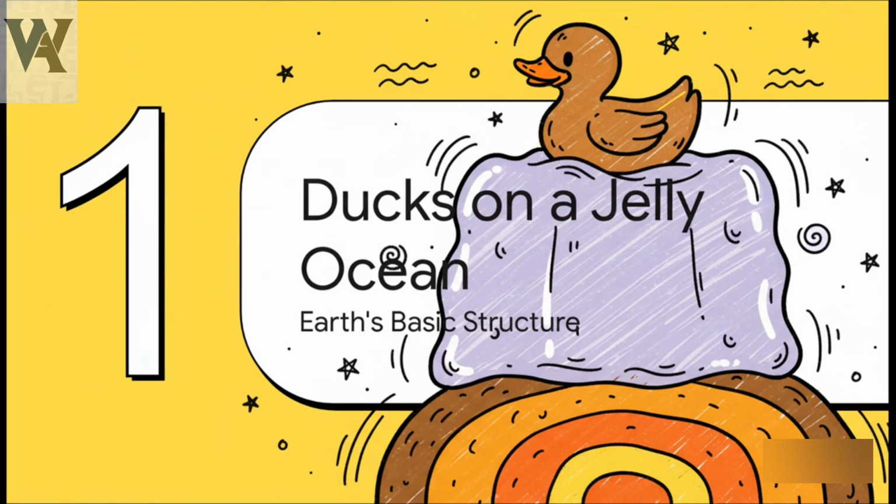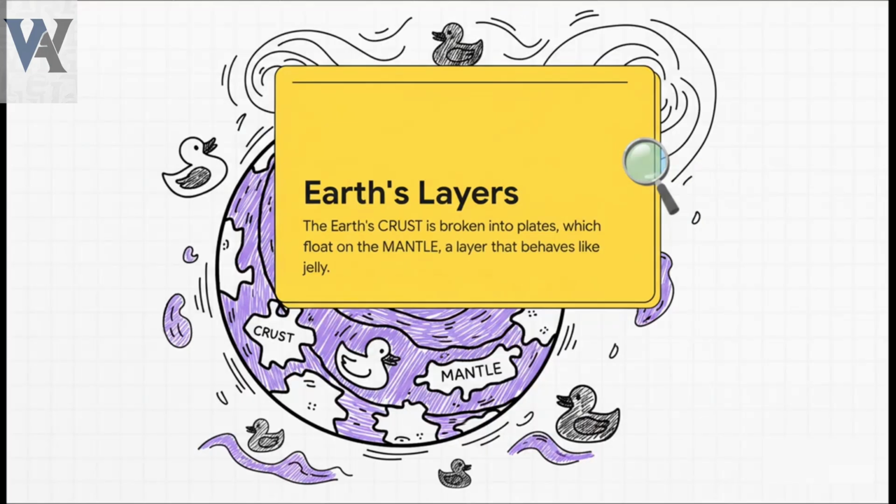Let's talk about the Earth's basic structure, which you can kind of think of as a giant jelly ocean. So imagine the surface of the Earth, the crust, isn't one solid shell. It's actually cracked into these huge continent-sized pieces called tectonic plates. These are our ducts, and they aren't floating on water, they're floating on the mantle, which is the super hot, thick layer of rock that acts a lot like jelly. So you've got giant rock ducts floating on a sea of planetary jelly.